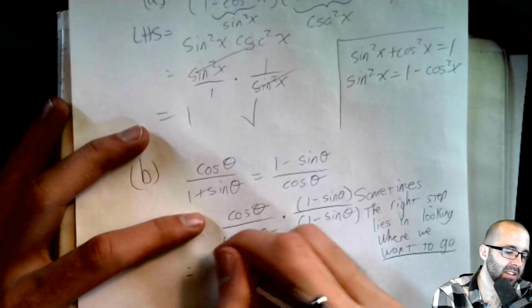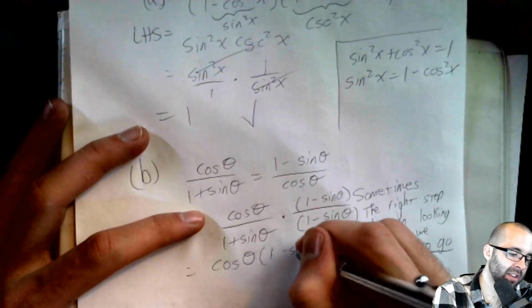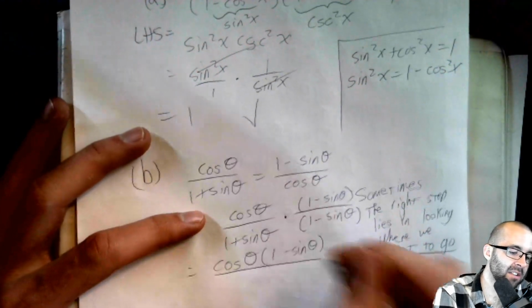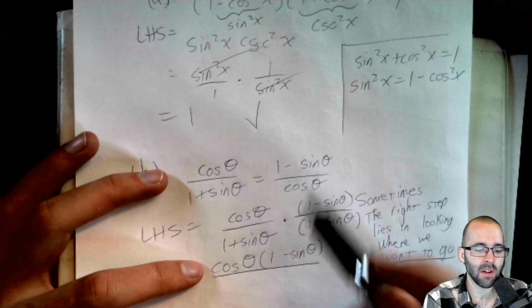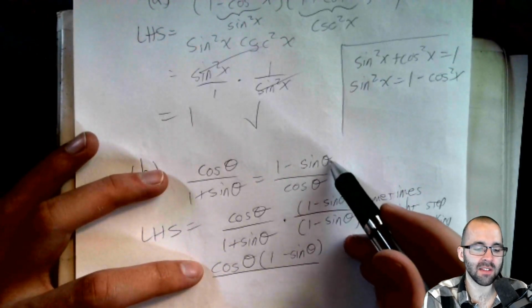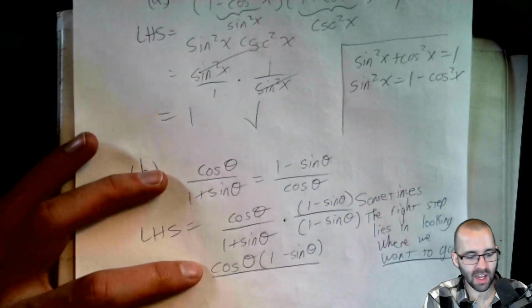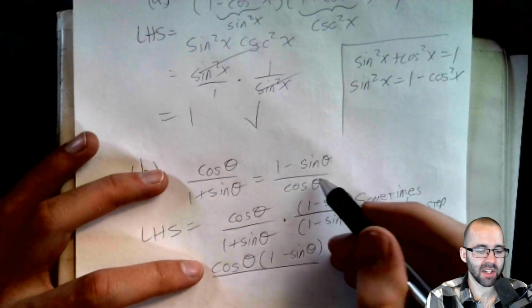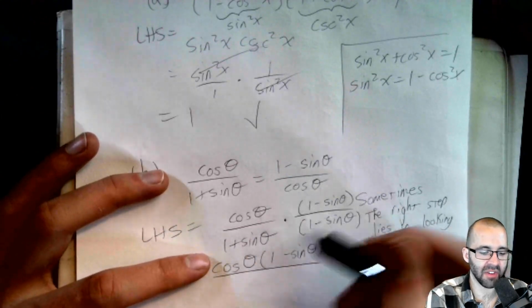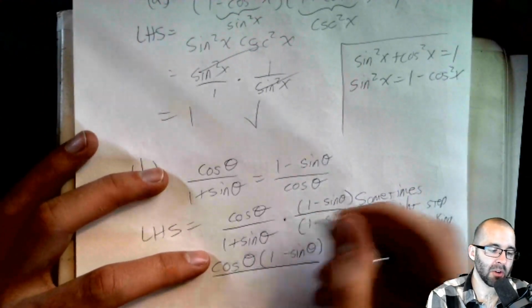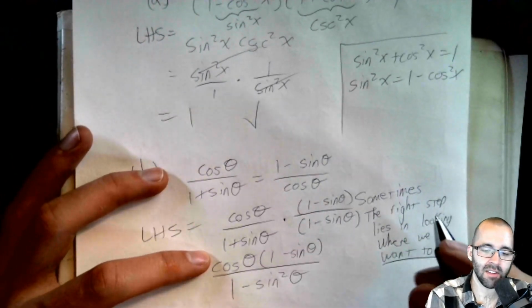So on the top, let's leave that factored: cosine of theta times 1 minus sine of theta. And the reason I want to leave this factored is my gut says something's going to happen with the cosine, because we want the 1 minus sine theta by itself. Look at where we want to go. And the denominator I'm going to FOIL, because on the bottom we want just a cosine, so leaving it factored isn't useful in that way. If we FOIL the bottom, it's a difference of squares. We're going to get 1 minus sine squared of theta.